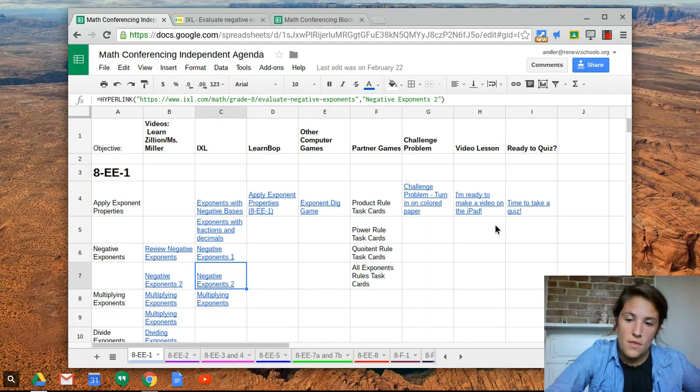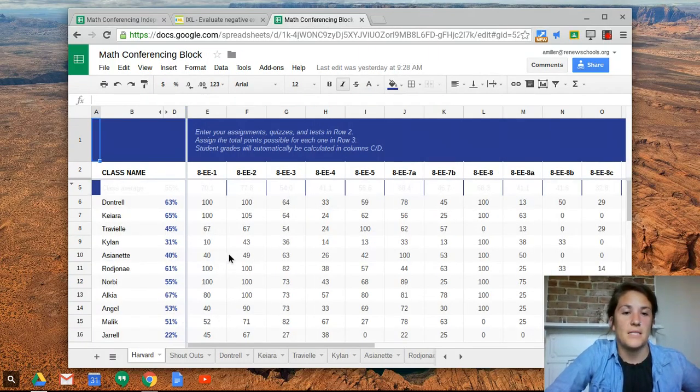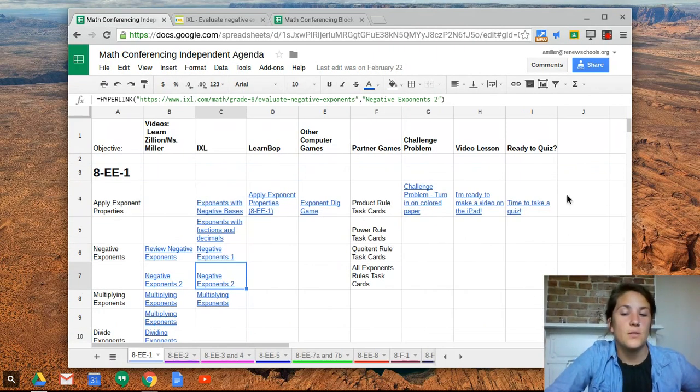The students know that they only get to take the quiz one time per week. So if they try to take a quiz too early and they take the quiz and it lowers their grade, then I'm going to lower their grade in this conferencing block tab. So they only want to take the quiz when they have mastered or done most, if not all, of the different objectives on the page.